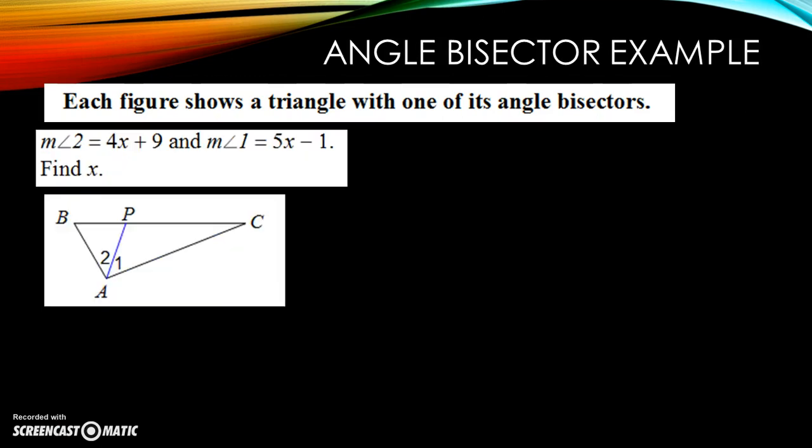In this one, it's telling us angle 2 and angle 1. We know that angle 2 and angle 1 are the same, so we set them equal. 5x minus 1 equals 4x plus 9. Subtract 4x, you get x. Add 1, you get 10.